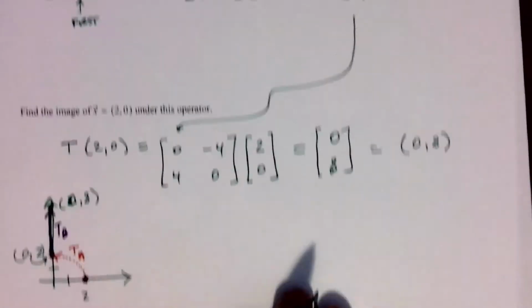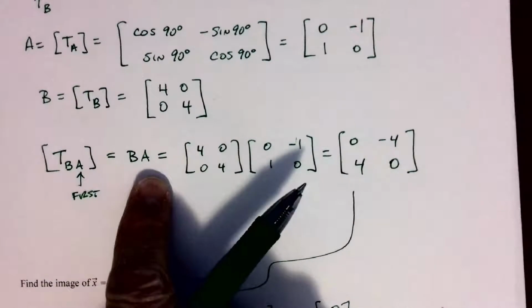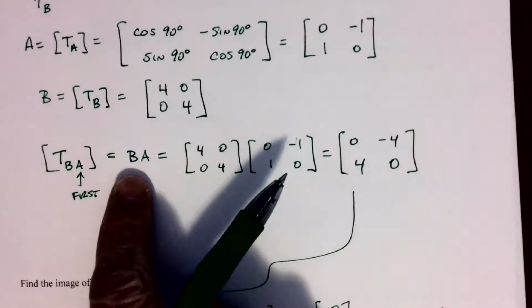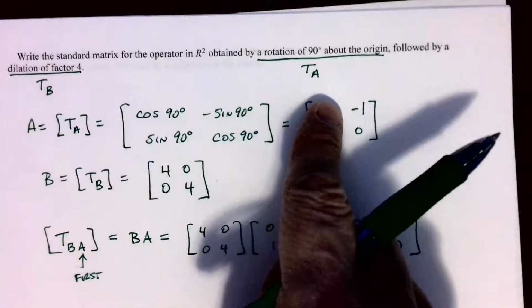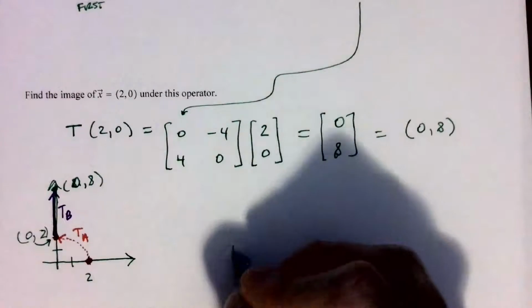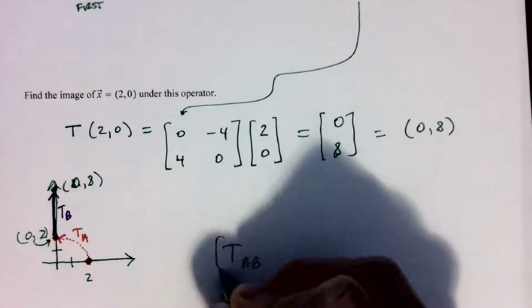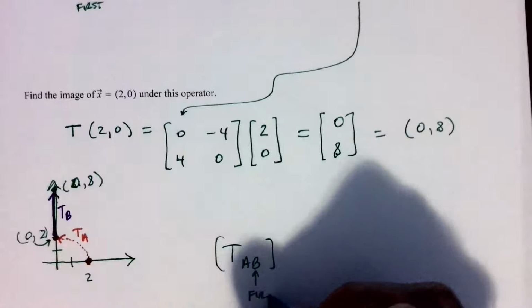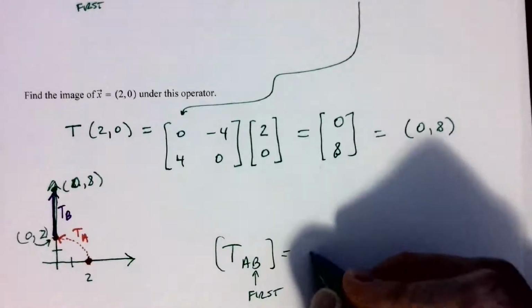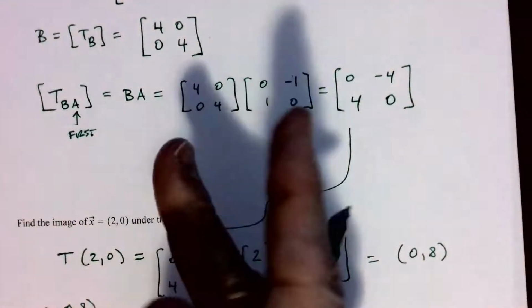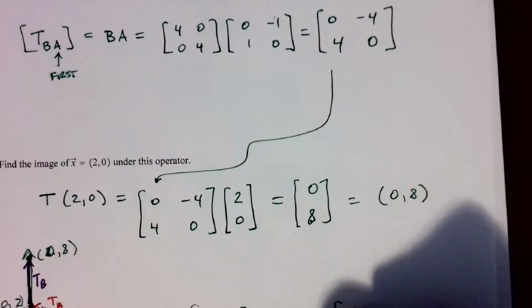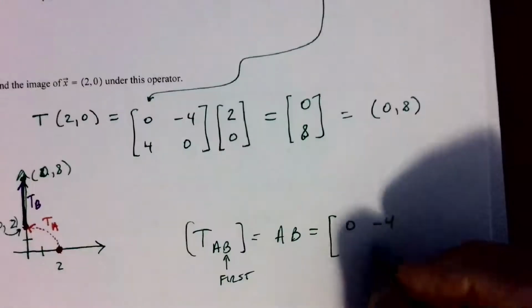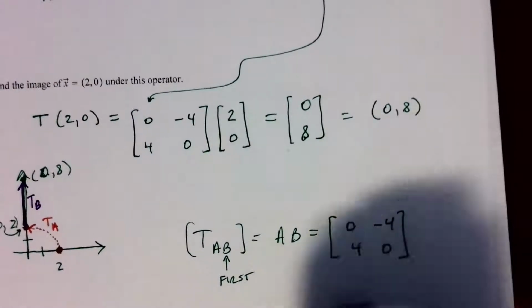Now, I did say you do have to be careful about doing the correct order. What would be the A times B matrix? Well, that would be doing the dilation first, then the rotation. So think about that. What would TAB be? So now we're doing B first, the dilation first. Well, that's A times B. But if you change the order of these two and multiply them, guess what happens? I'll let you check and see. You get exactly the same.